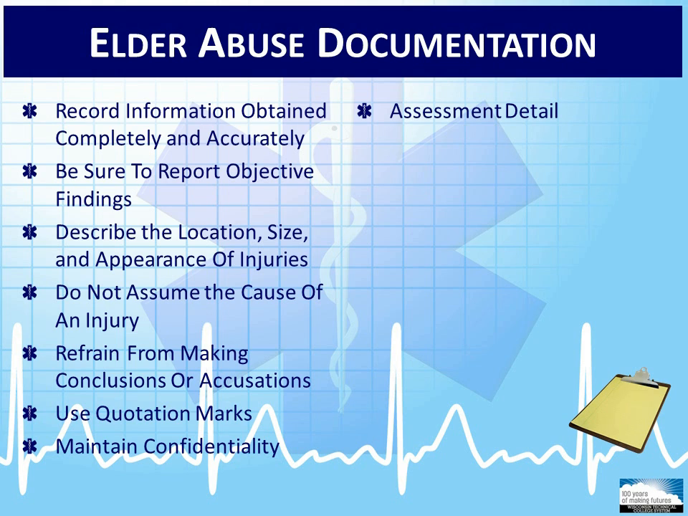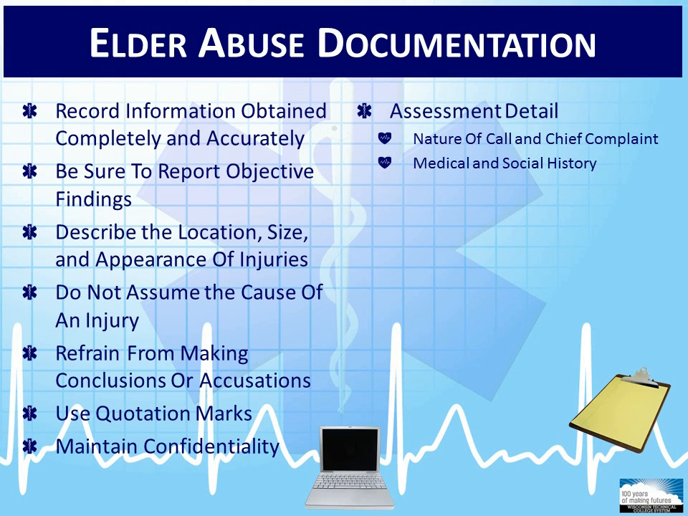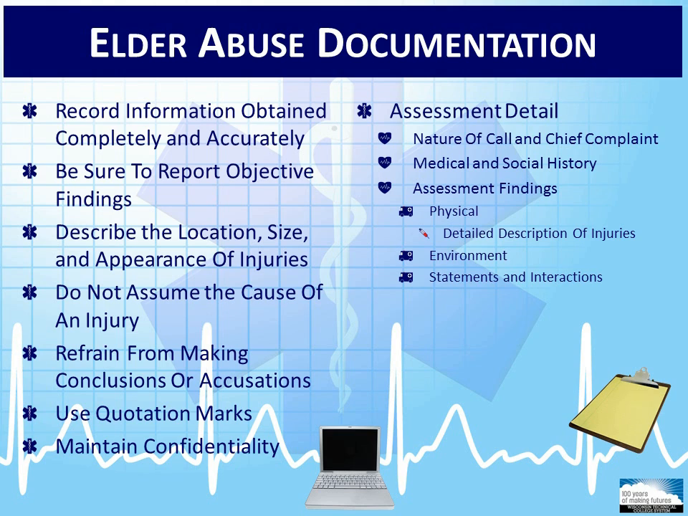When documenting assessment findings and interactions, remember to include the following on the patient care report: nature of the call, why EMS was called; patient's chief complaint; medical and social history findings; physical and environmental assessment findings, including detailed description of injuries and statements made by others or interactions observed between the patient and caregivers; list medications the patient is taking, along with any noted allergies; any and all interventions provided by the EMS crew or others on scene.